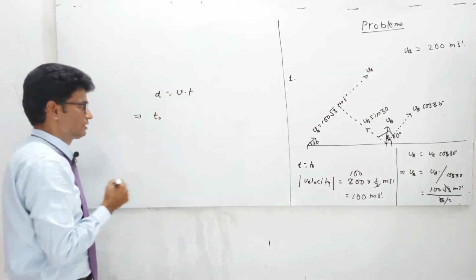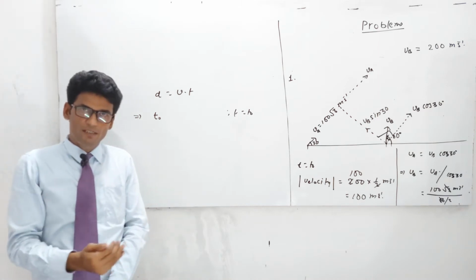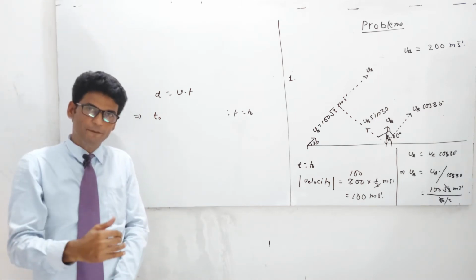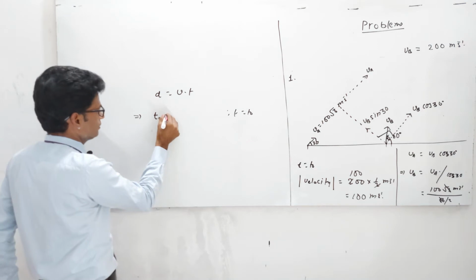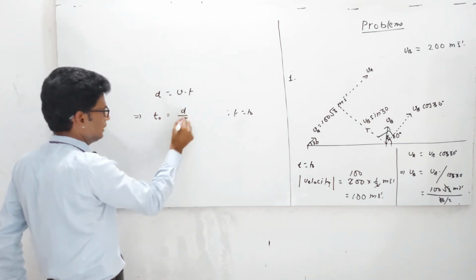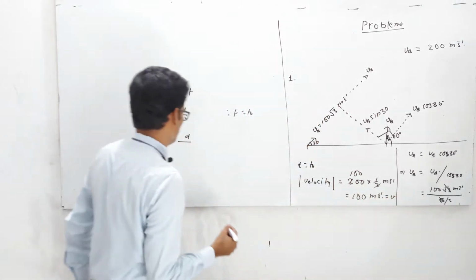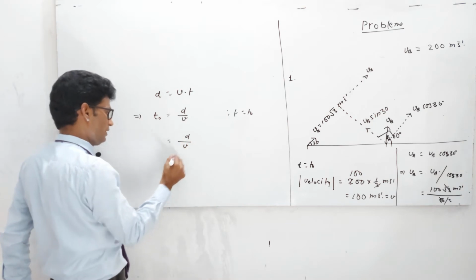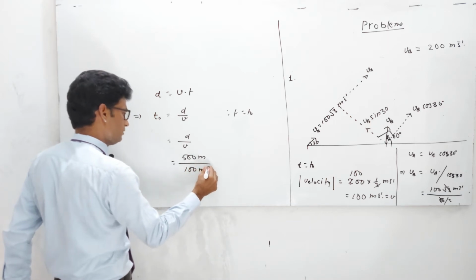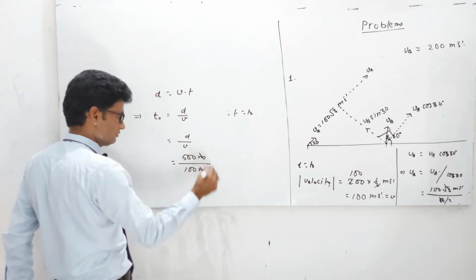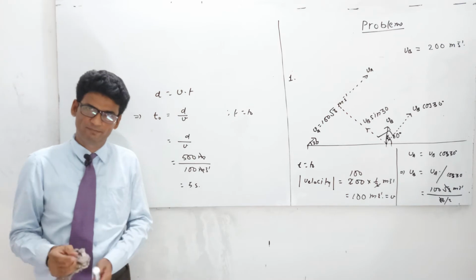In fact t0 is the time, because here at t is equal to t0, A escapes being hit by the aeroplane B. So that is why t0 comes out to be d over this V. This V is already calculated here, say V is 100 meter per second. So d is 500 meter divided by 100 meter per second. Meter is cancelled out here. This comes out to be 5 seconds. That's the problem. Our very nice problem.